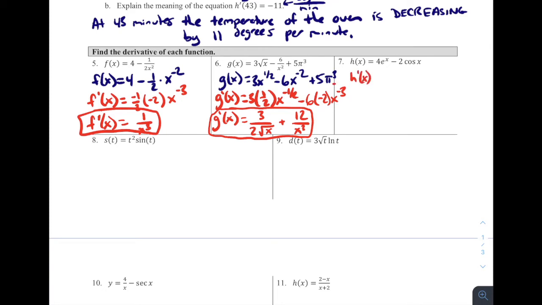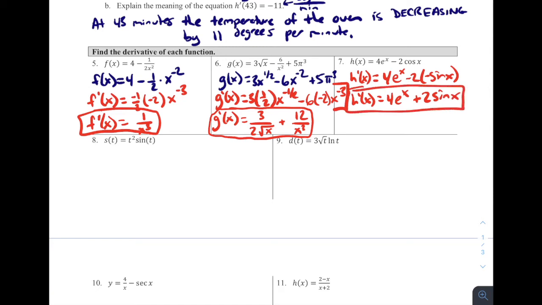h prime of x is going to be equal to, well, 4 times e to the x is its own derivative. So the derivative of e to the x is e to the x. So that term doesn't change. And then we've got a minus 2. And we know that the derivative of cosine is negative sine of x. And so h prime of x here is going to be equal to 4e to the x. I've got a negative 2 times negative sine, so that is a plus 2 sine of x. That is going to be our derivative function for problem number 7.